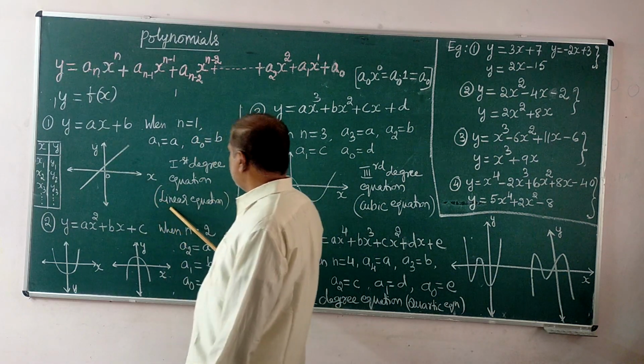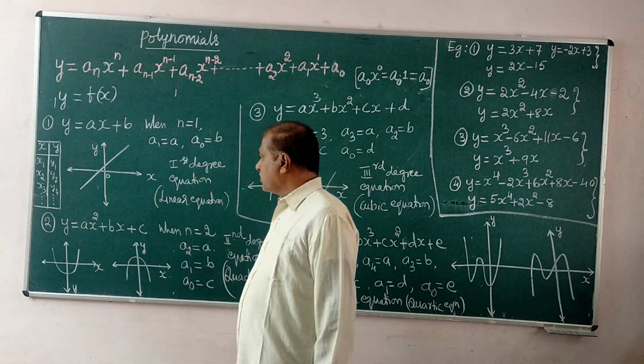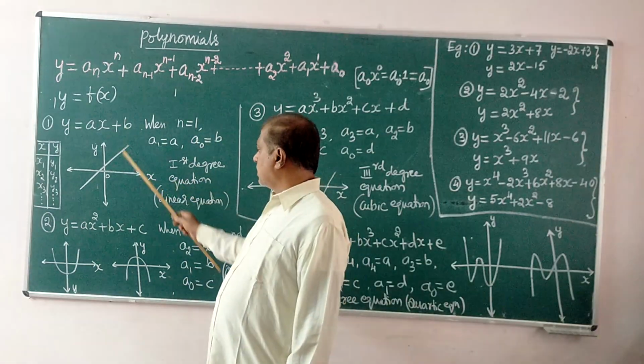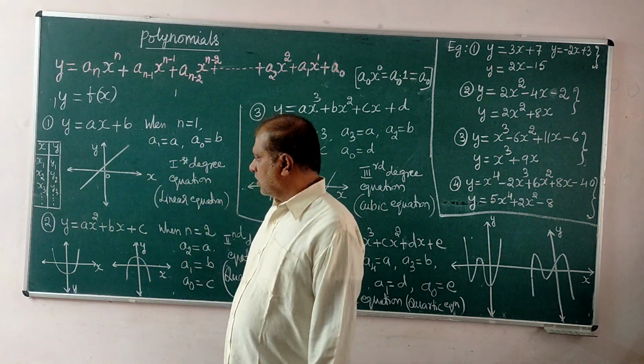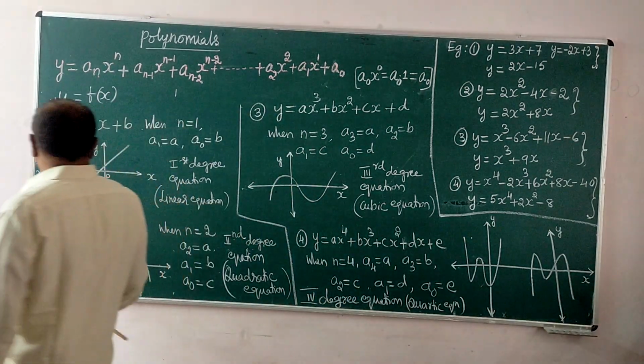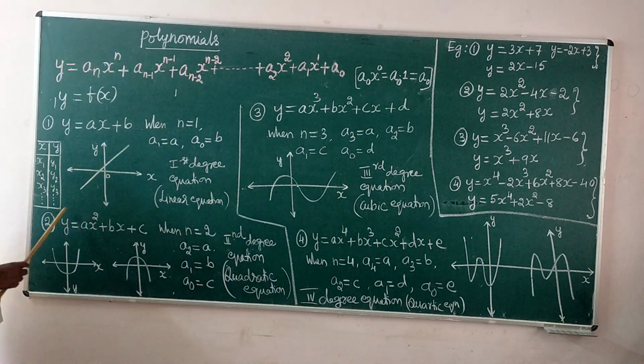It is called linear equation. That is the reason this name is assigned for these equations, called linear equation for first degree equation. So you always get a straight line for this kind of equations, polynomial equation of first degree.